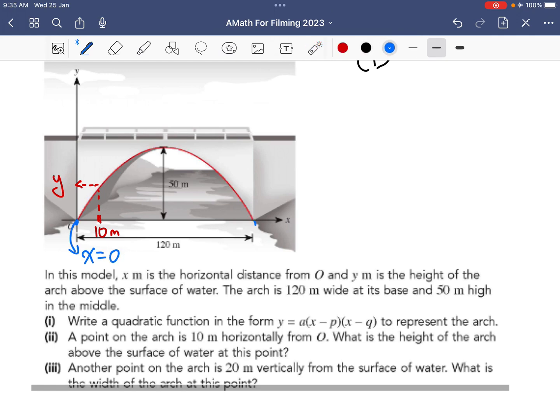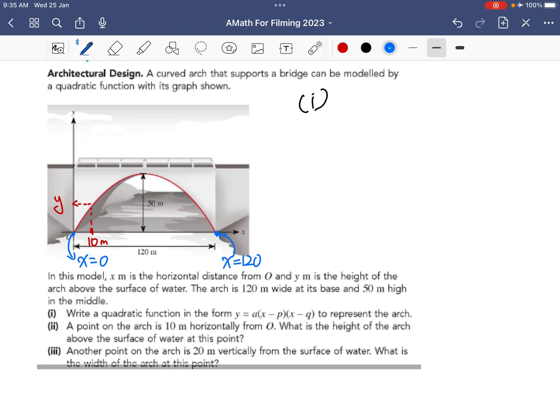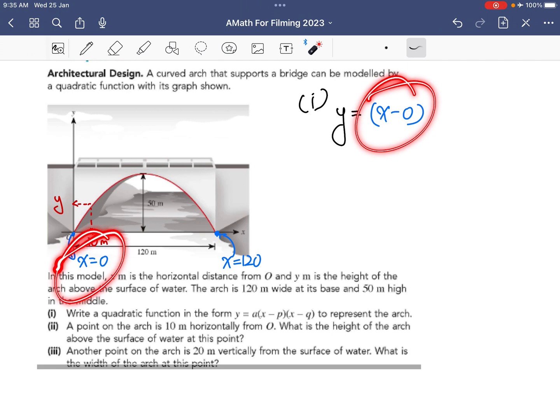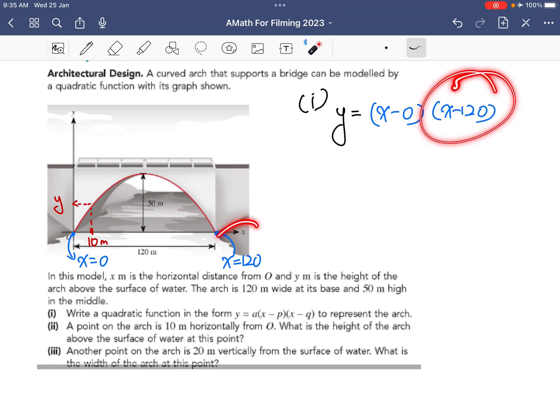When my x value is equal to 0 here, and my x value is equal to 120, these are the roots of my equation. So if I want to form my equation here, what I can say is this: y is equal to x minus 0, this one comes from this, and x minus 120. So this portion comes from this.